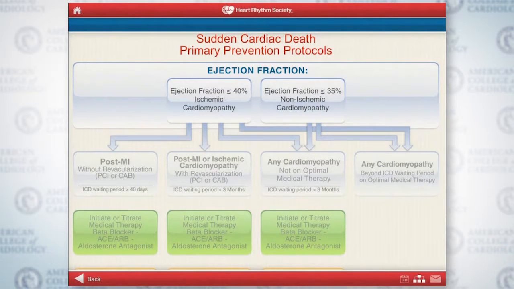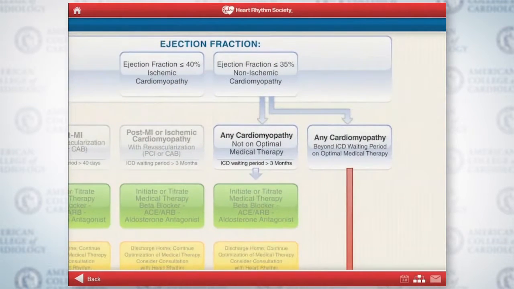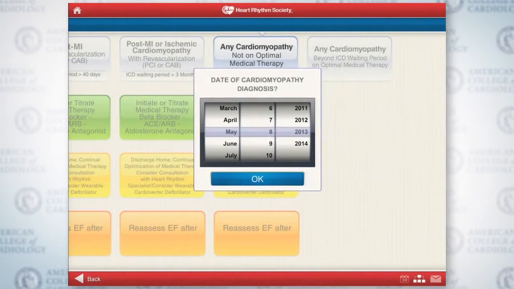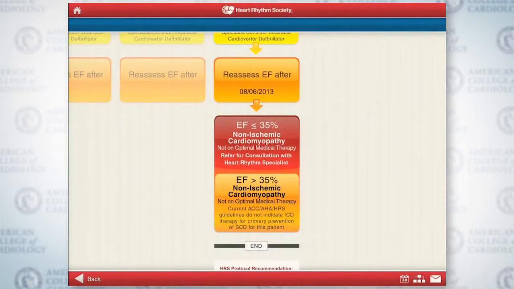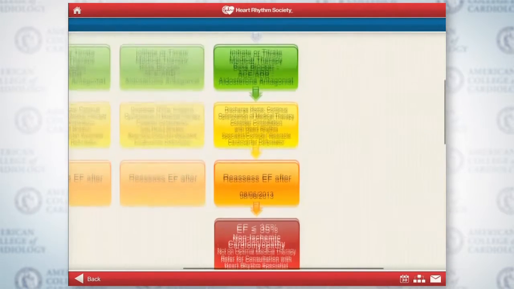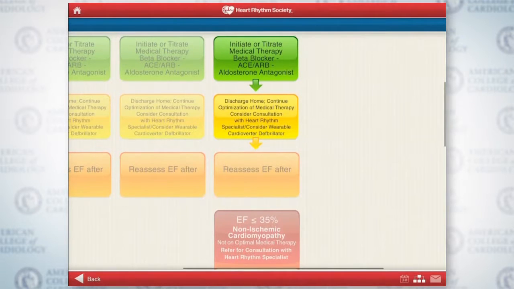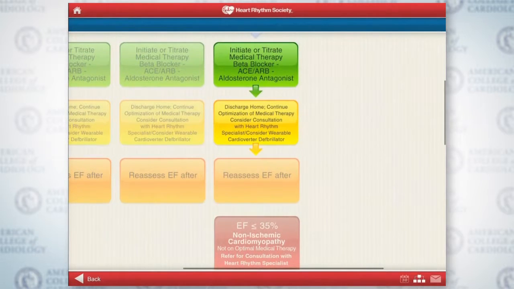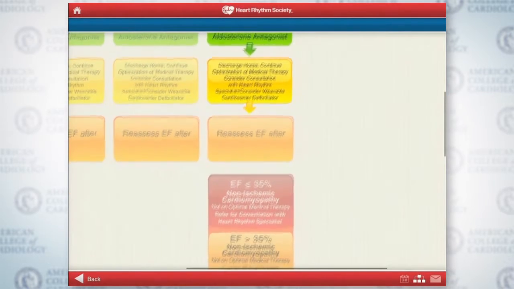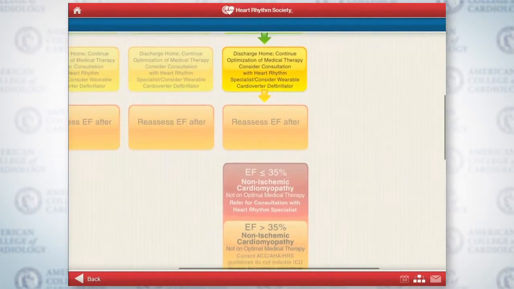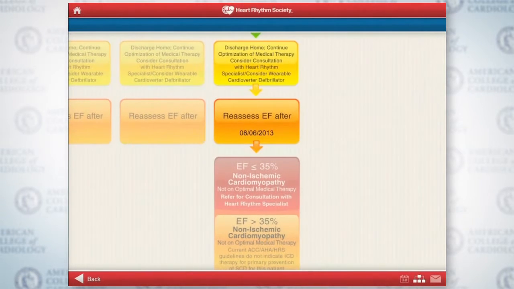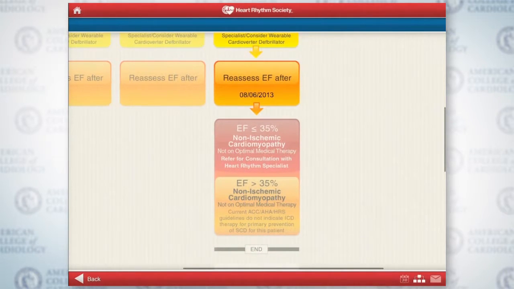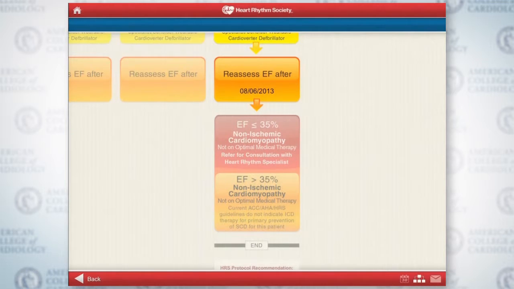Patient has non-ischemic cardiomyopathy. You see the patient in consultation at the hospital. They have an ejection fraction, let's say, of 30%. Newly diagnosed, you get them on optimal medical therapy. You consider them for not only institution of optimal medical therapy, but the use of a wearable cardioverter defibrillator if you feel they're at very high risk for sudden death. And if you're a general cardiologist, you would want to have a heart rhythm specialist look at the patient in the hospital. They should return on August 6th of 2013 for reassessment of ejection fraction.